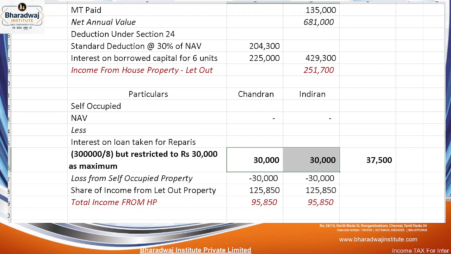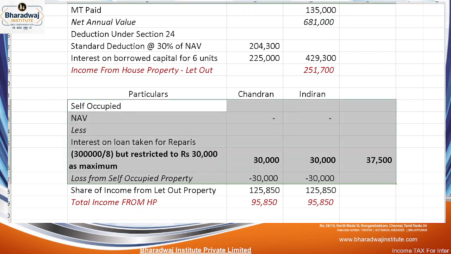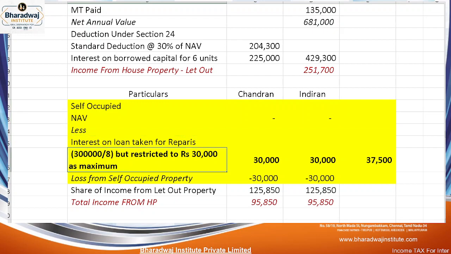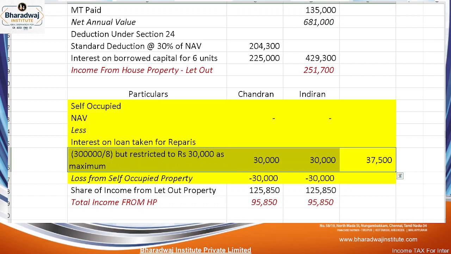Once again I repeat, NAV of the self-occupied units is 0. Interest on loan taken for repairs: there was a typing error in the problem. Maybe you would have taken 37,500, no issues. I request you to please change it. It is interest on loan taken for repairs. 3 lakhs is paid for 8 units, so what is the interest per unit? 37,500. But a maximum of 30,000 only we can claim. So this becomes a loss on the self-occupied portion.